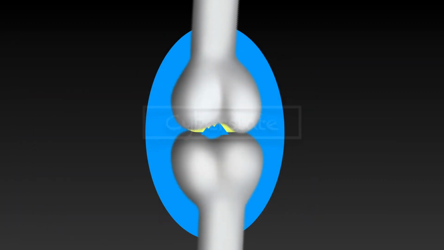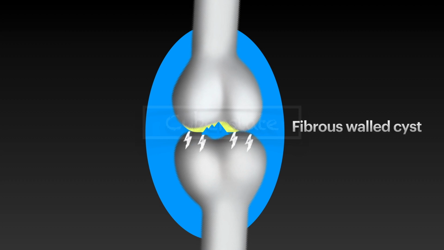Since the two bones are in contact with each other, there are chances of getting fractures. So there are some small fractures in the subchondral bone, which are later filled up with synovial fluid and are responsible for the formation of fibrous wall cysts.